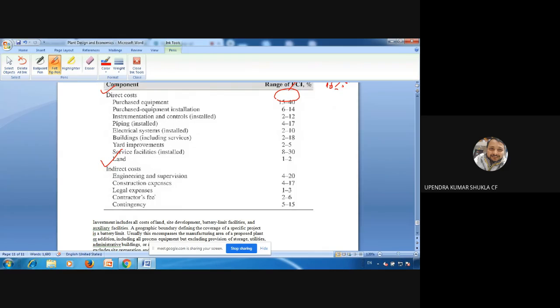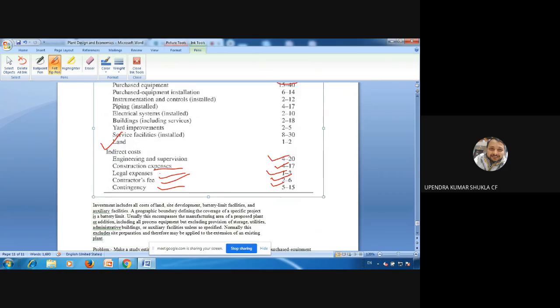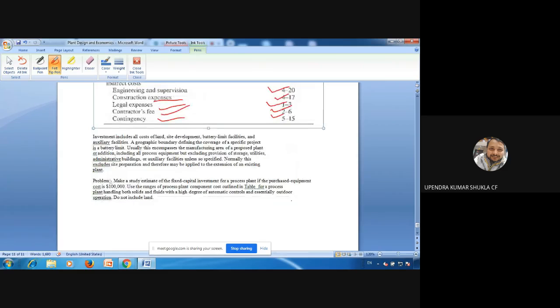Now indirect cost: engineering and supervision will be 4 to 20% of X, meaning fixed capital investment. Construction expenses 4 to 17%, legal expenses 1 to 3%, contractor fees 2 to 6%, contingency 5 to 15%. So these are all the cost components involved here, and based on these percentages you can now estimate the fixed capital investment cost.